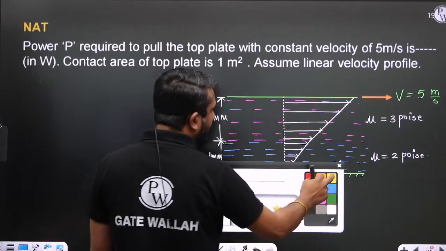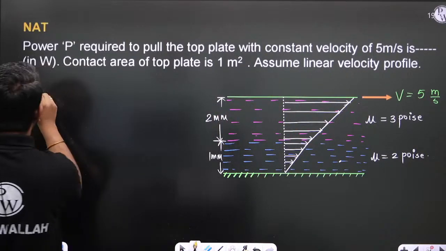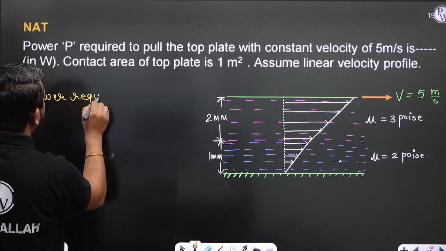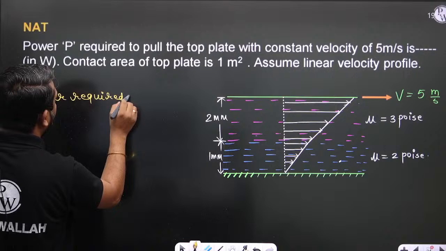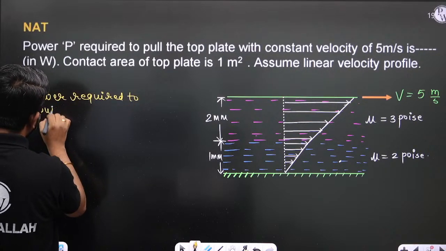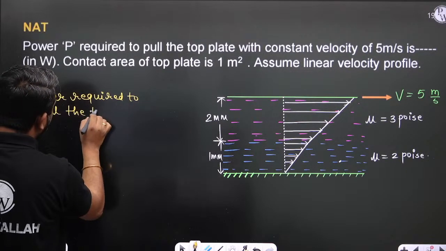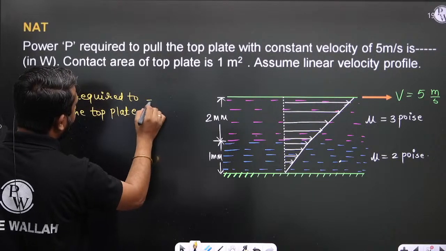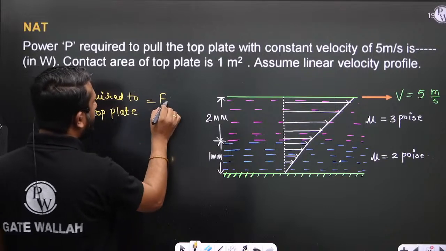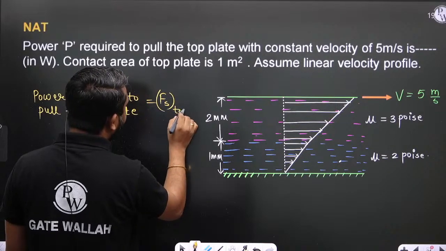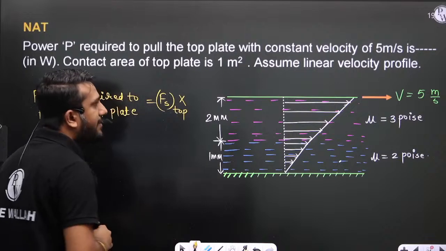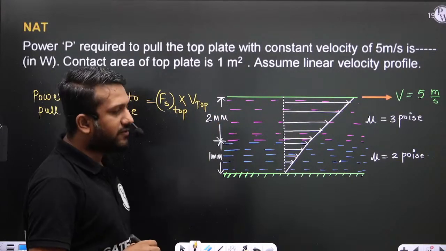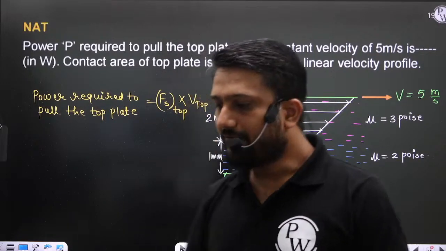Right, so what is the power which is required to pull the top plate? Simply we can write, this is the shear force on the top plate multiplied by the velocity of the top plate. Right, this is the power.